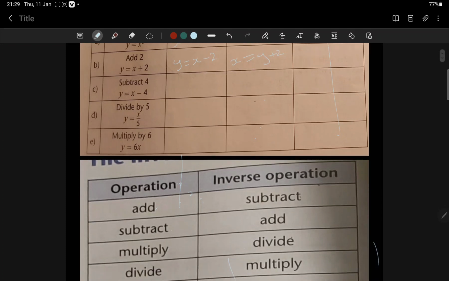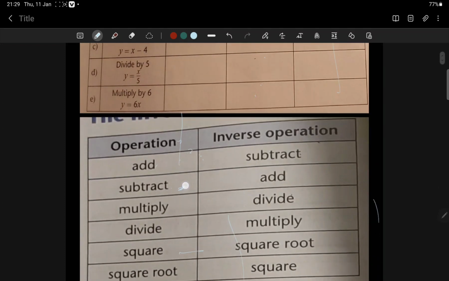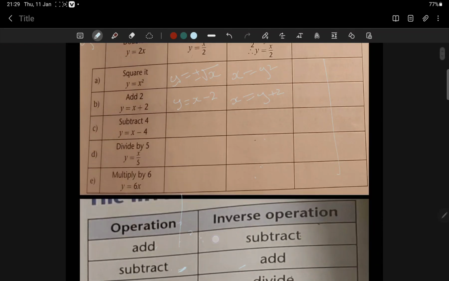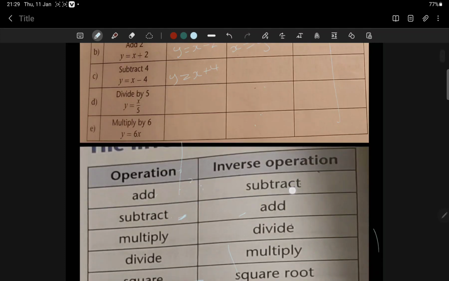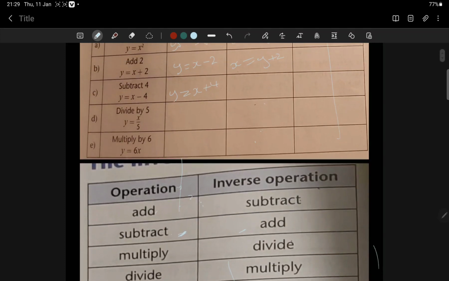Then number C, subtract 4. The operation is subtract, and the inverse of that is addition. So it's y equals x plus 4. Then interchange x and y, so interchanging, x equals y minus 4.